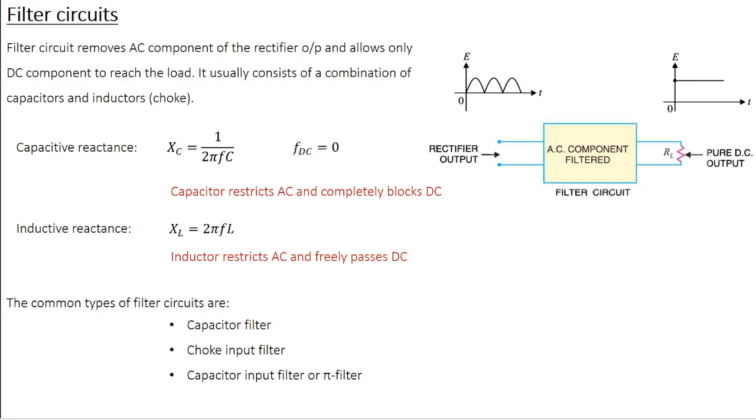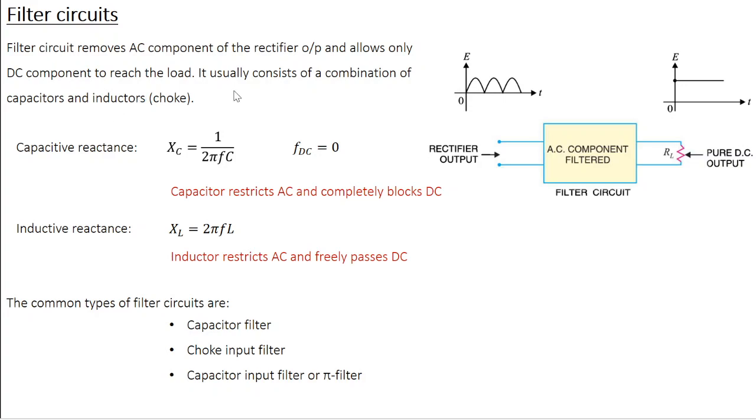In the last couple of classes, we discussed rectifier circuits which convert AC into DC. If you look at the output of a half-wave rectifier or a full-wave rectifier, you will notice that it's not a clean DC, it's a pulsating DC, meaning it has both AC and DC components. Now, you can make it cleaner by removing the AC components, and for that purpose, you use something called a filter circuit. A filter circuit removes the AC component of the rectifier output and allows only the DC component to reach the load.